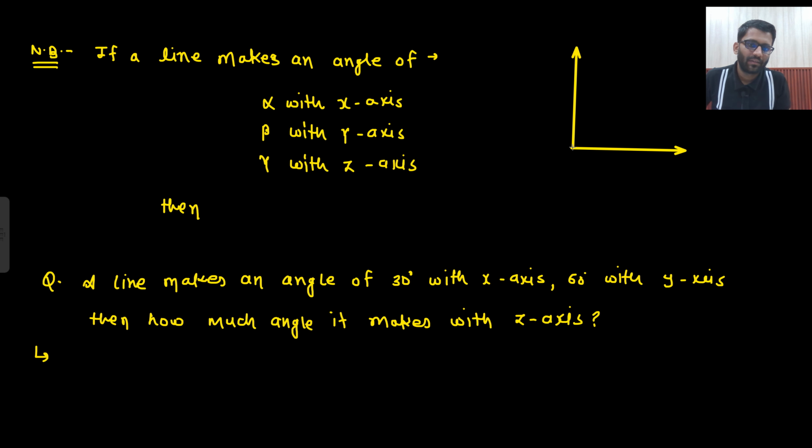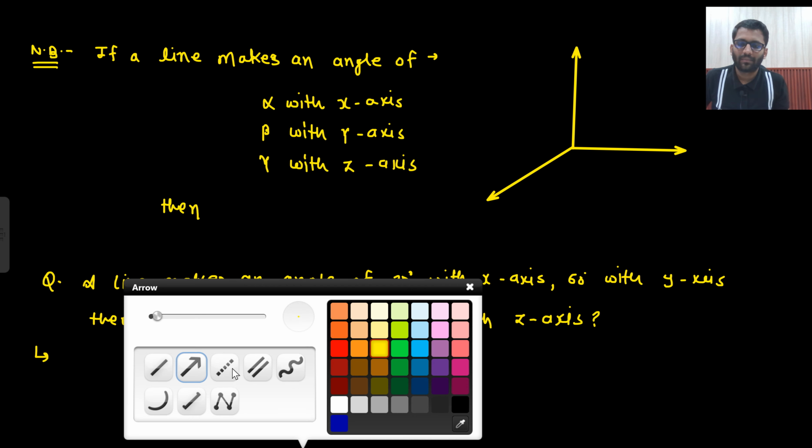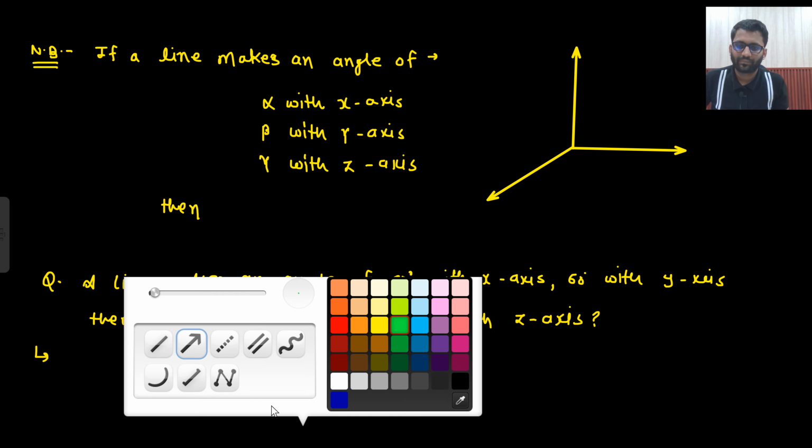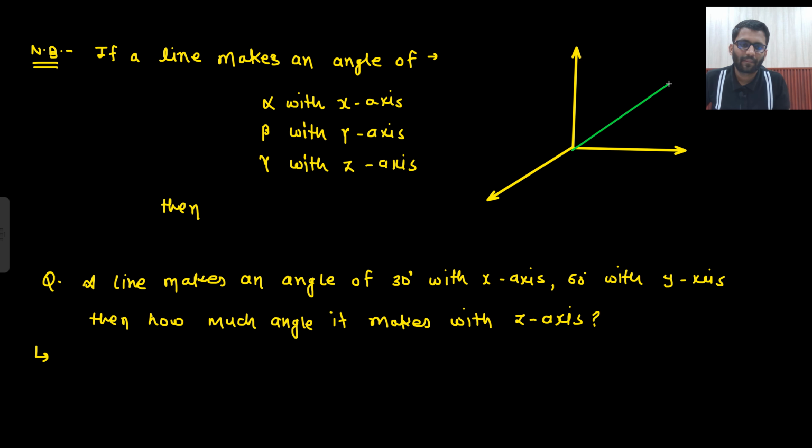This is your coordinate system, and then there is some line. Now this line is making an angle of, let's call it, alpha with the x-axis, beta with the y-axis and gamma with the z-axis. There is no use of direction here. Don't get confused that I have made an arrow, it is just the angle.